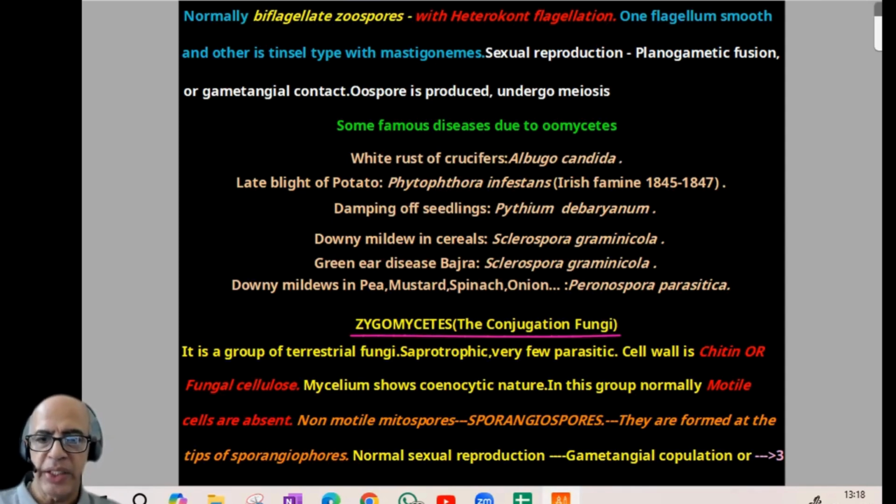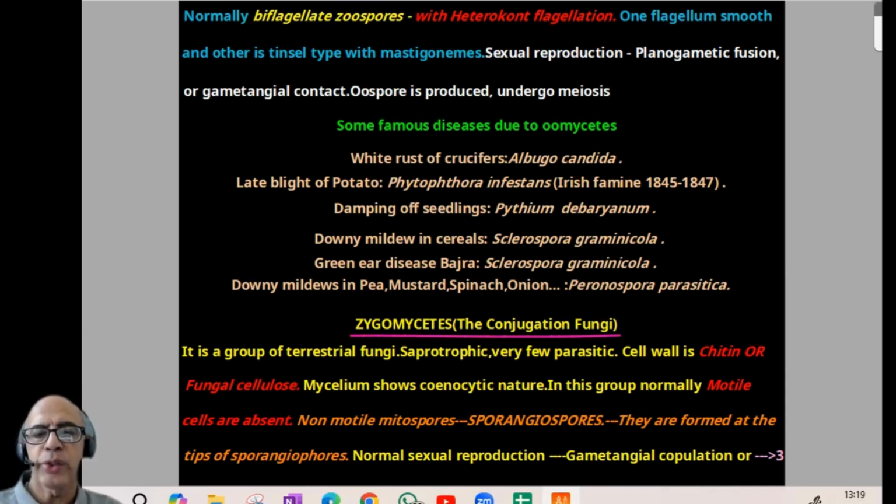And some famous diseases due to oomycete. This part is important. Connected with NCERT, I put some diseases and some previous questions came. All the diseases are not easy. Basically, the material is NCERT. White rust of crucifers, Albugo candida. Late blight of potato, Phytophthora infestans, Irish famine, 1845-1847. Damping off of seedlings, Pythium debaryanum, seedlings will be affected. Downy mildew of cereals, Sclerospora graminicola. Green ear disease of Bajra, Sclerospora graminicola. Downy mildew in pea and mustard, it is Peronospora parasitica. Some important diseases, that's all.